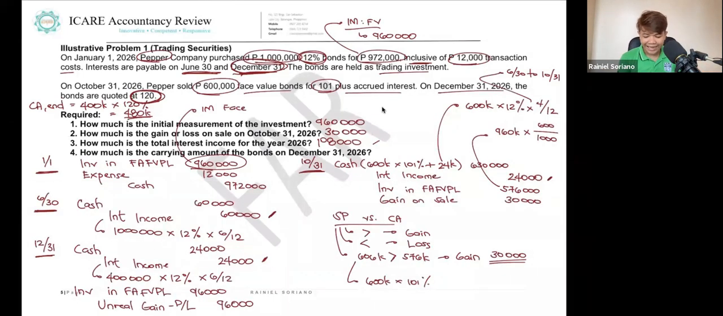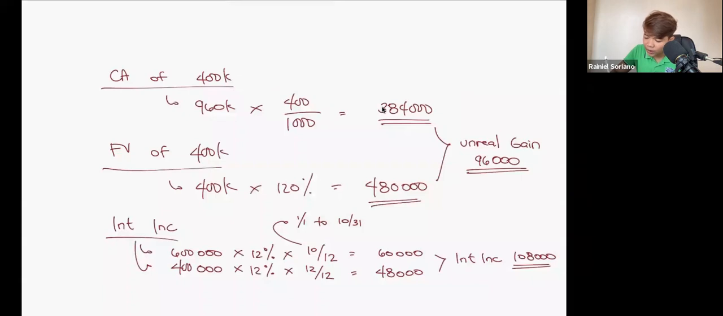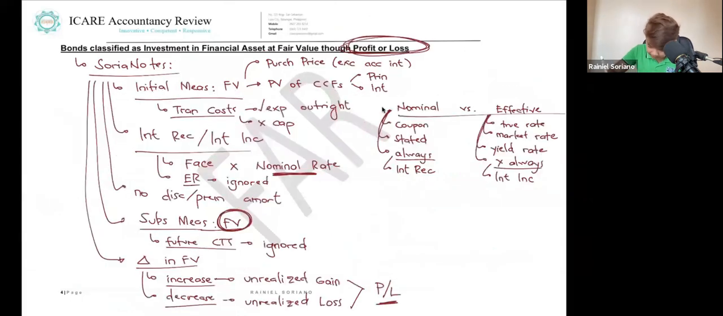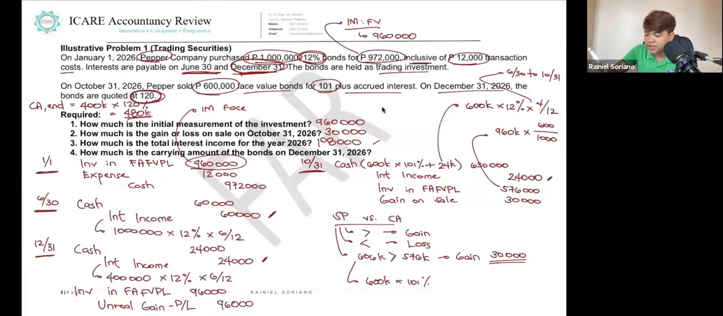Okay? Then last but not the least, how much is the carrying amount of the bonds on December 31? So as computed a while ago, fair value is 480. Usapan natin kanina, subsequent measurement will be the fair value. So ibig sabihin, requirement number 4, 480,000 now will be our final answer. Okay? So that's investment in financial asset at fair value through profit or loss classification of bond investment.